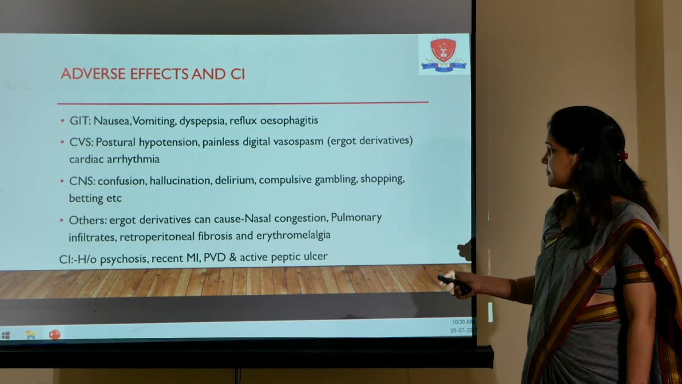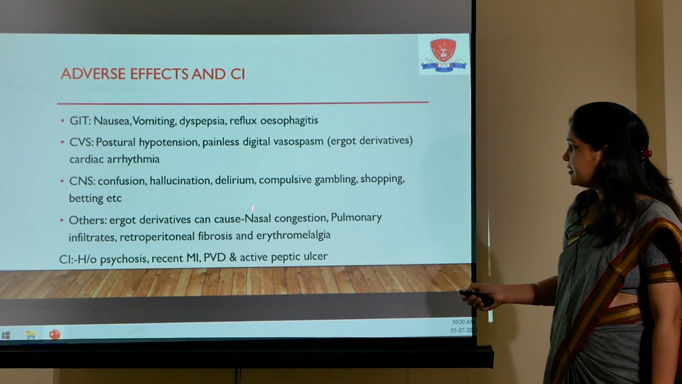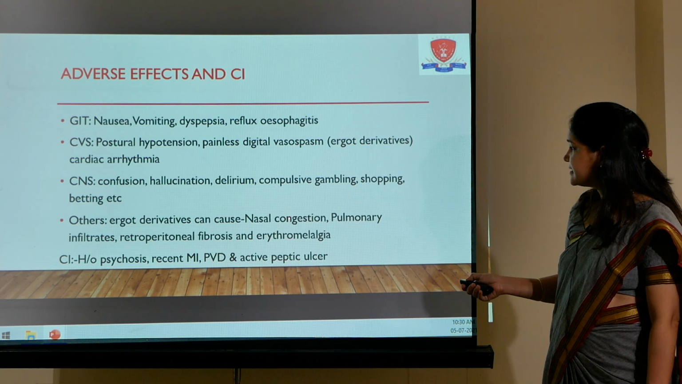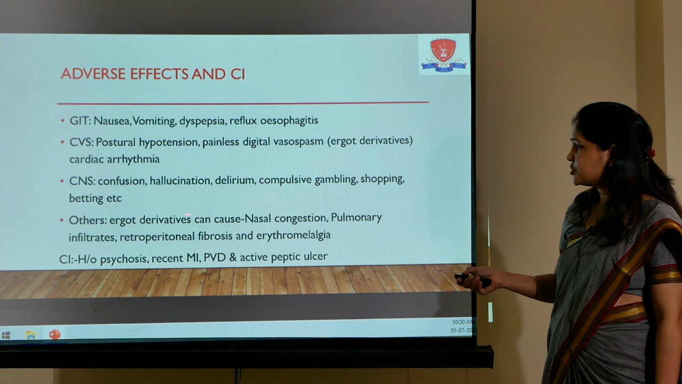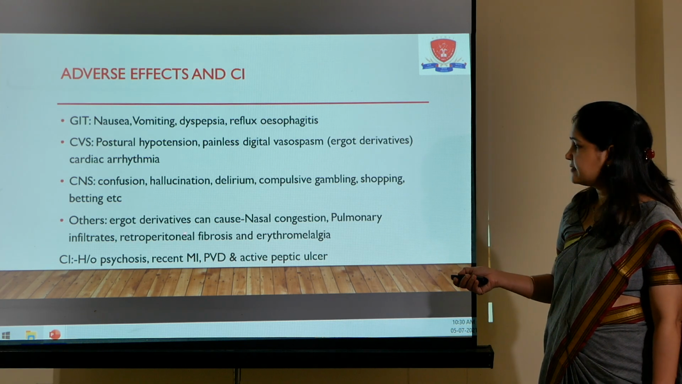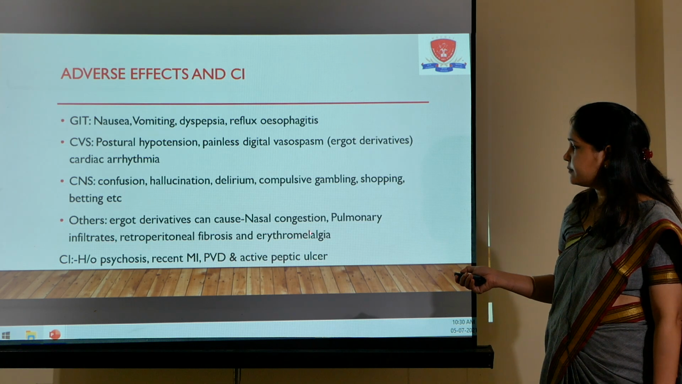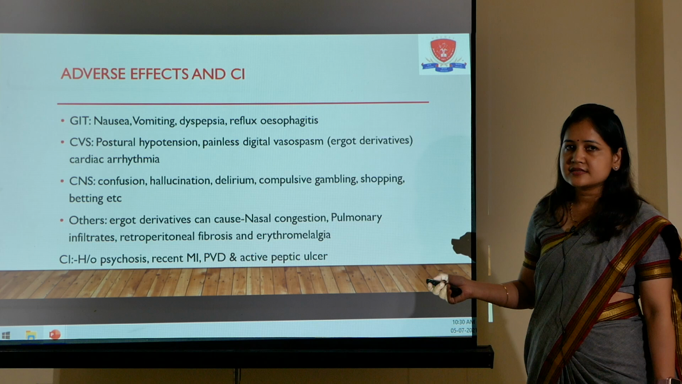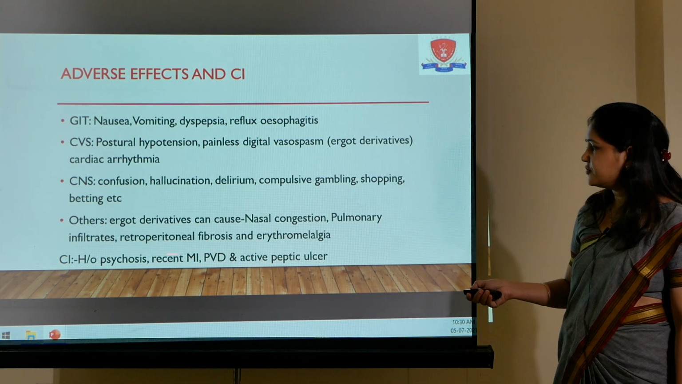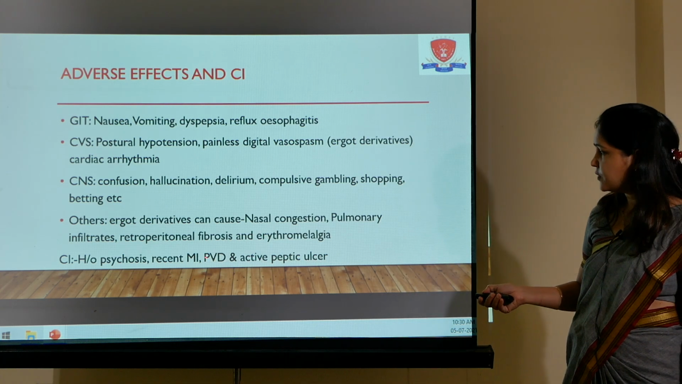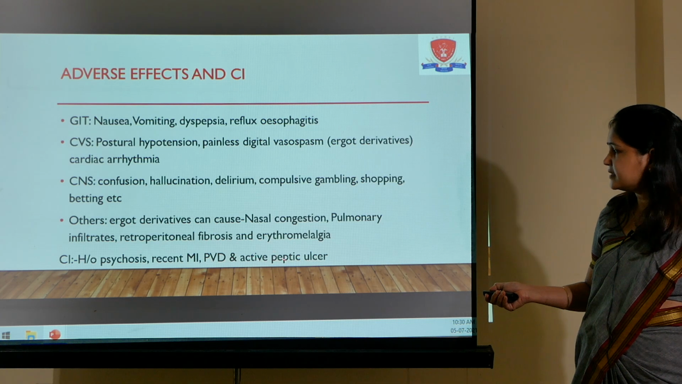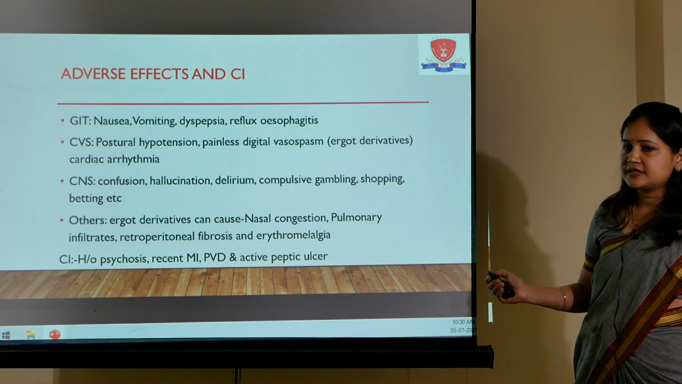direct dopamine receptor agonists. In ergot derivatives, other side effects are also there, like nasal congestion, pulmonary infiltrates, retroperitoneal fibrosis, erythromelalgia, all these. Because of that, it is contraindicated in psychosis, myocardial infarction, peripheral vascular disease, and again active peptic ulcer.